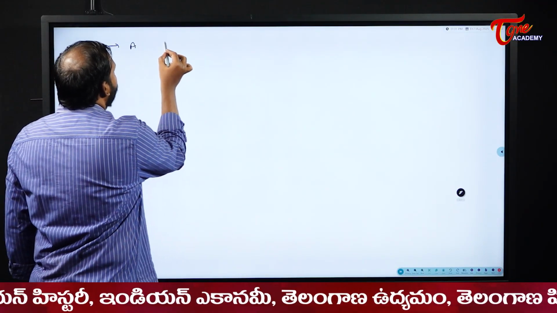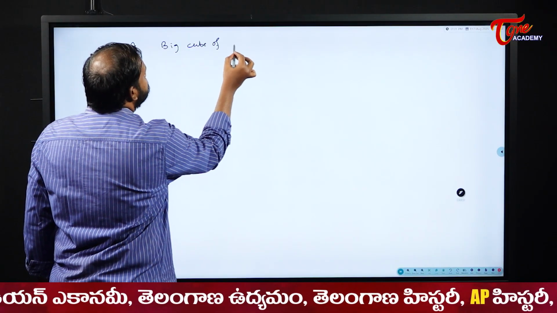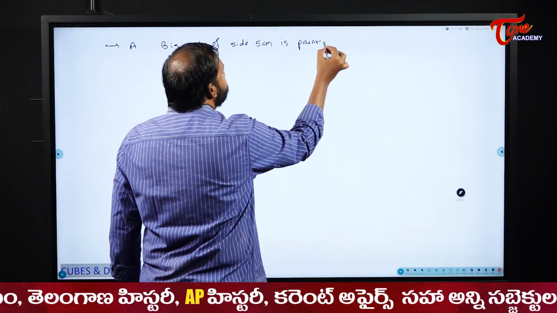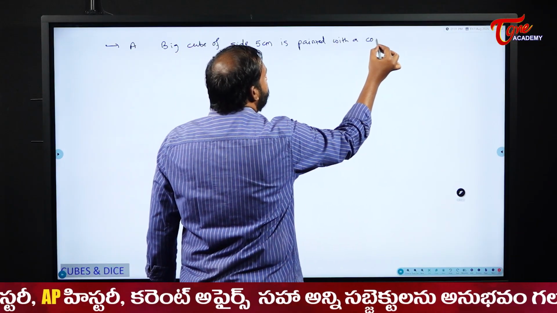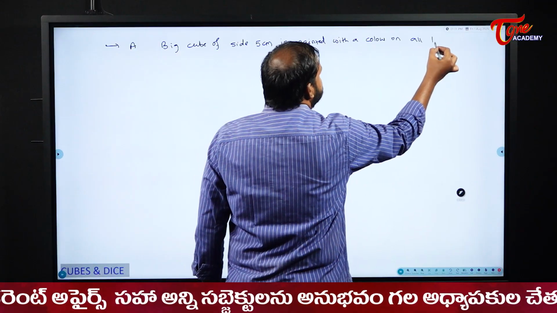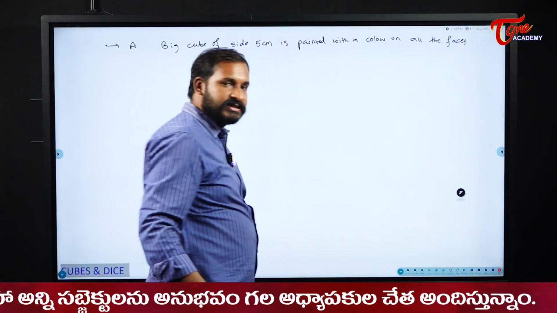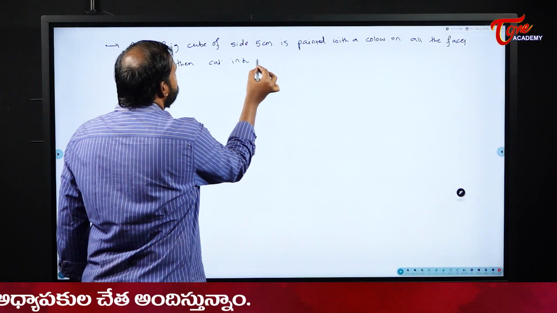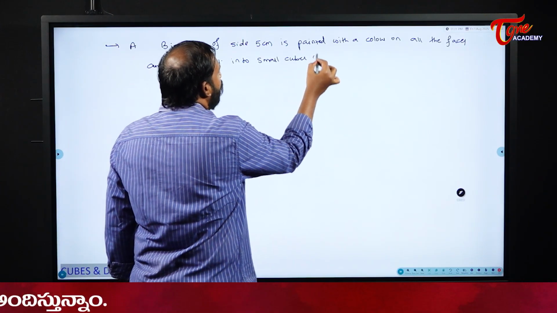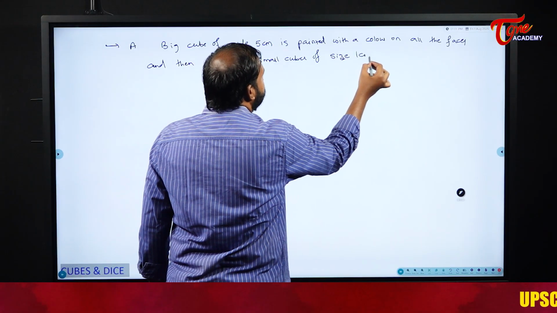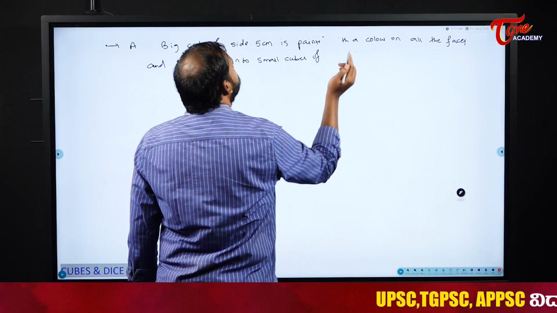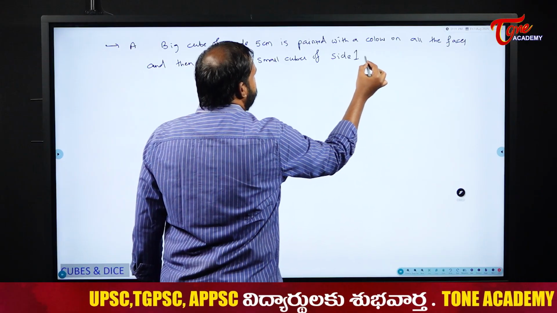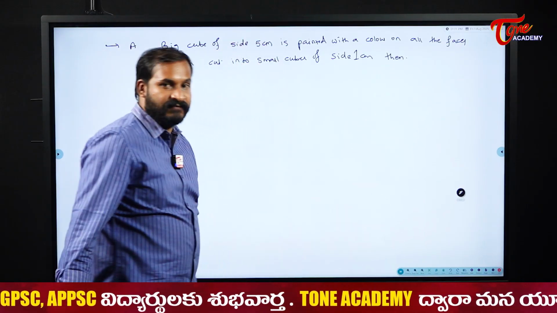A big cube of side 5 centimeters is painted with a color on all the faces, and then cut into small cubes of side 1 centimeter. Then we will see the different cases, students.